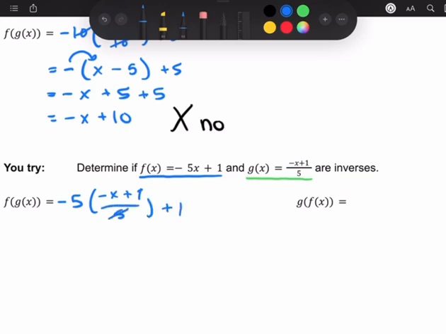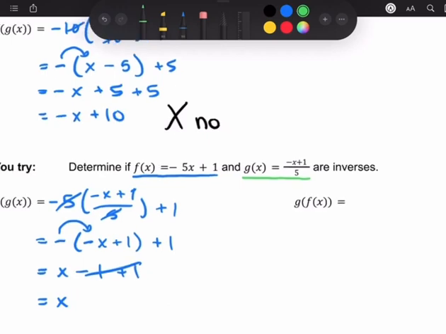We see that these two 5s cancel out, leaving us with the negative outside of the parentheses, negative x plus 1 plus 1. We distribute this negative, leaving us with x minus 1 plus 1. These two 1s cancel out, leaving us with just x. So since our first composite function, f of g of x, is equal to x, we know we automatically need to solve for g of f of x.